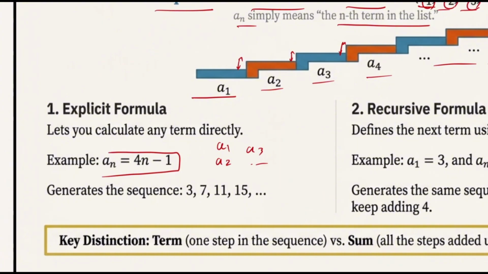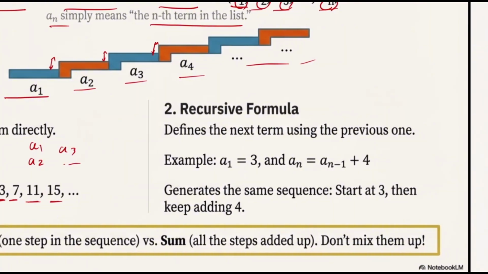So how can I find the sequence? Simple. Put 1 as the first value, it's going to be 3, 2 as the second value, 7, 11, 15, and you have your sequence. Another kind of formula is the recursive formula.